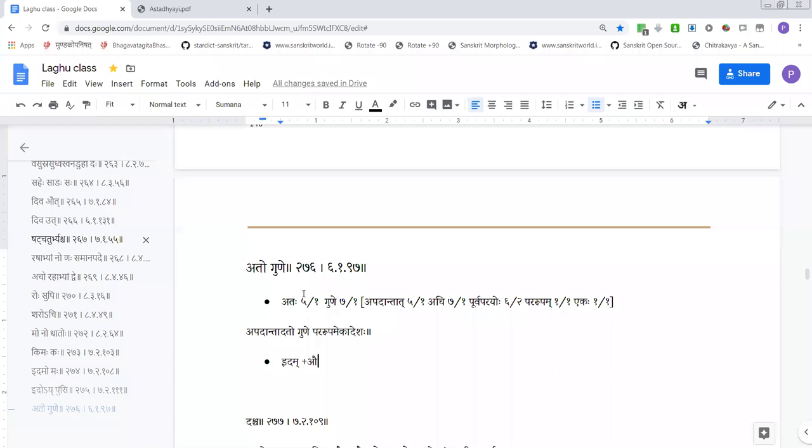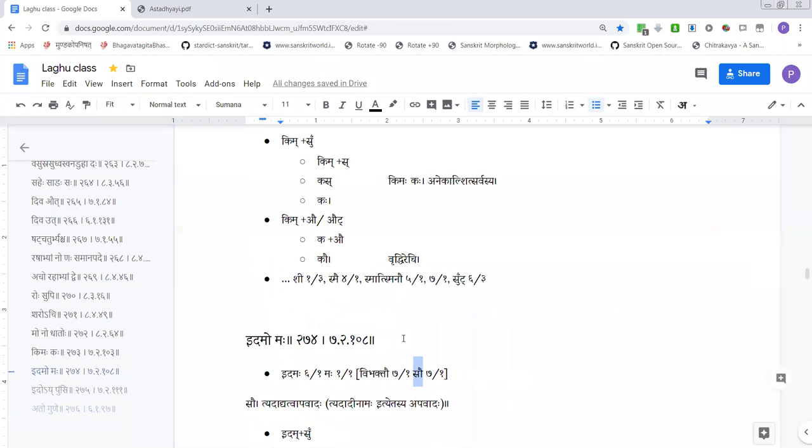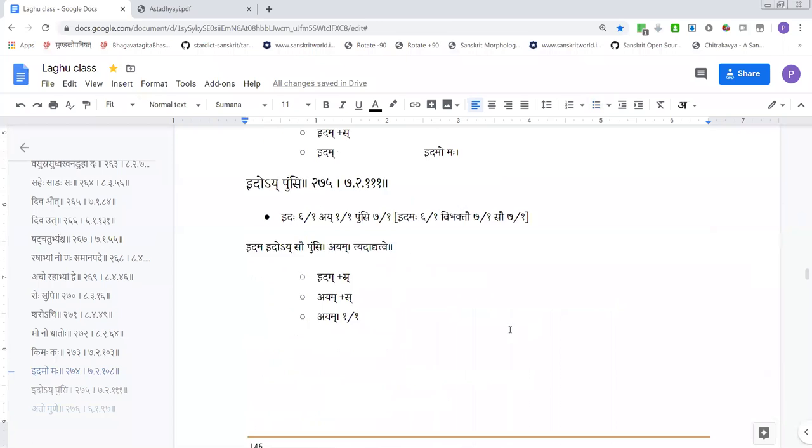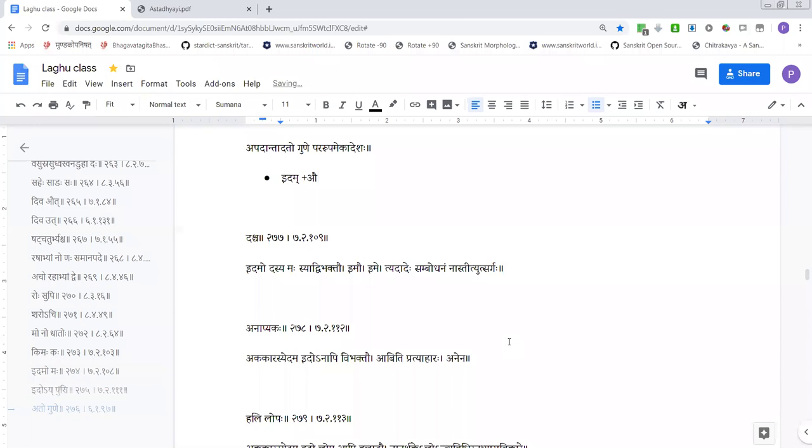What will happen here? When is idamo maha applicable? Idamo maha applies when su follows, vibhaktau sau pare. Now su is not following. What is following is au. Therefore, idamo maha will not apply. When idamo maha does not apply, it will fall back on tyadadi nam aha, for which idamo maha was an apavada. So once tyadadi nam aha applies, then what will you get? What you will get is idam.